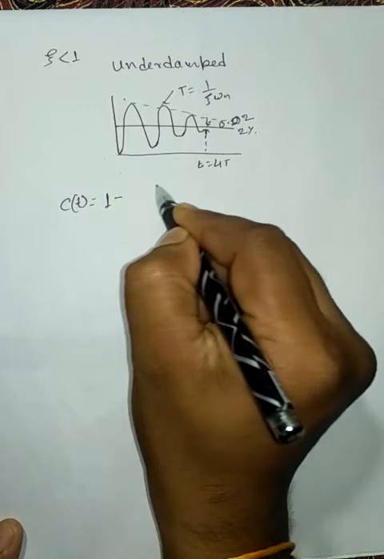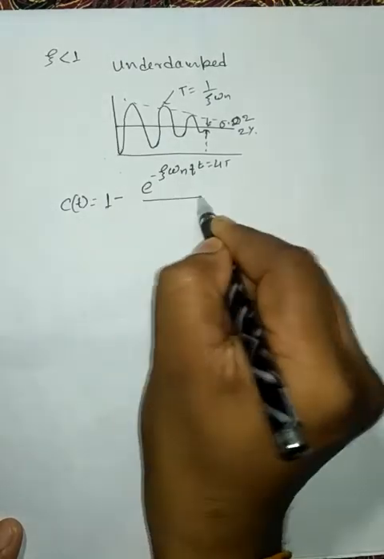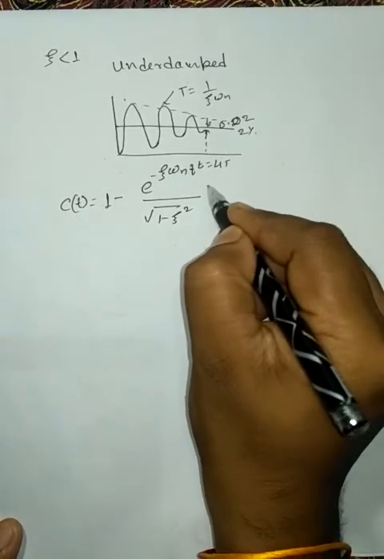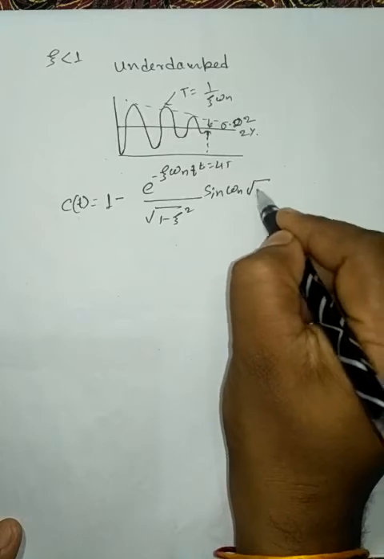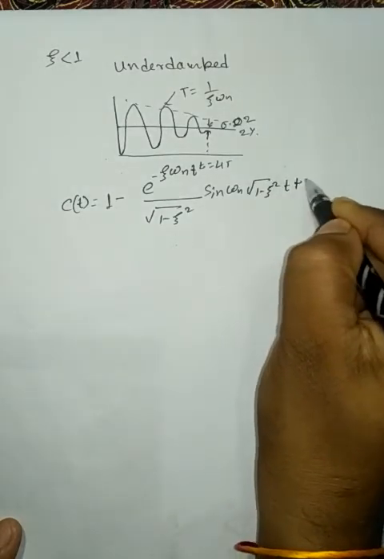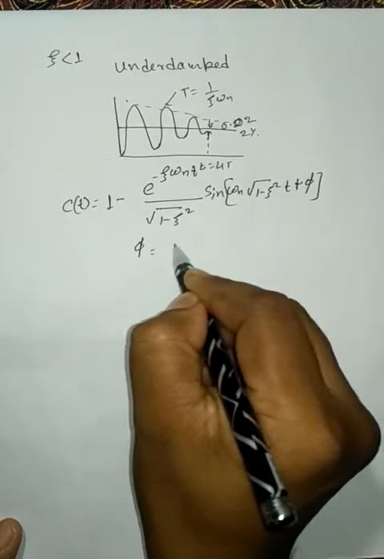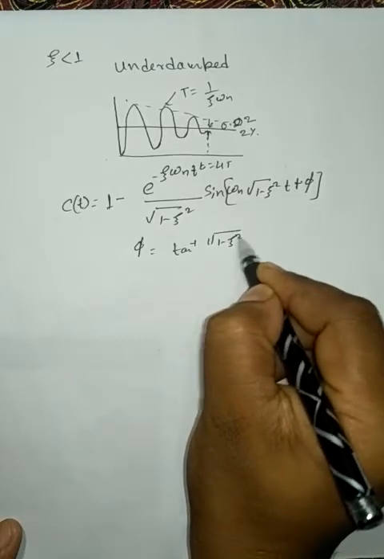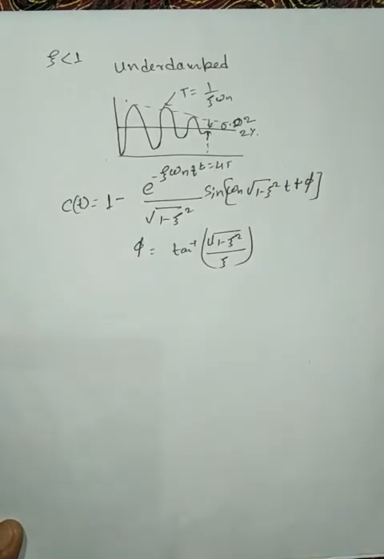1 minus e raised to minus zeta omega n t divided by under root 1 minus zeta square, sine of omega n under root 1 minus zeta square t plus phi, where phi is tan inverse of under root 1 minus zeta square divided by zeta, right?